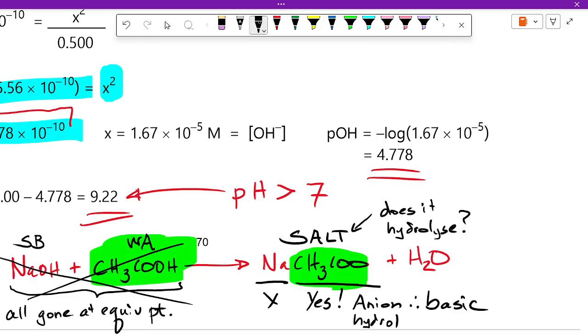Okay? And don't worry, we have a whole section on this in the titration section. So if you don't get that right this second, you're okay. Okay?